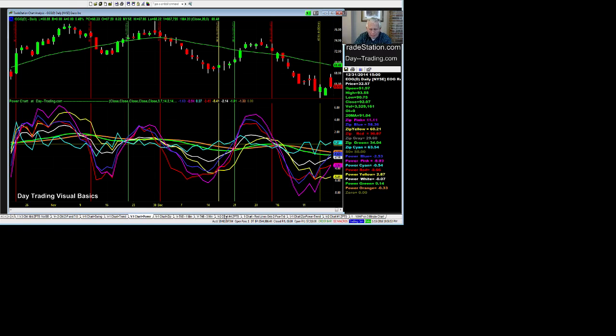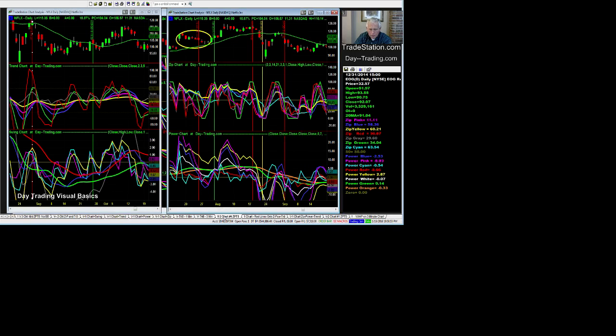And I'm going to go back and show you one other one, and that's right here. In this case here, the red line has crossed over the yellow line, and the next day, which is this great big green candle, you start an uptrend. So there's definitely a key element to when the power red crosses the power yellow line.